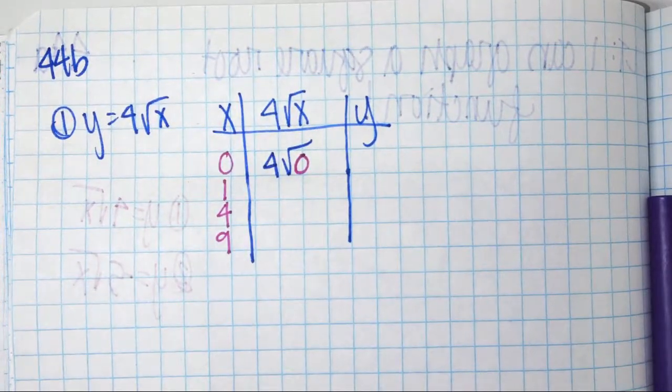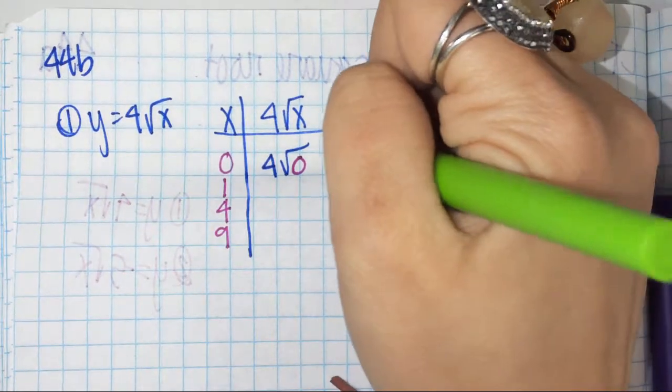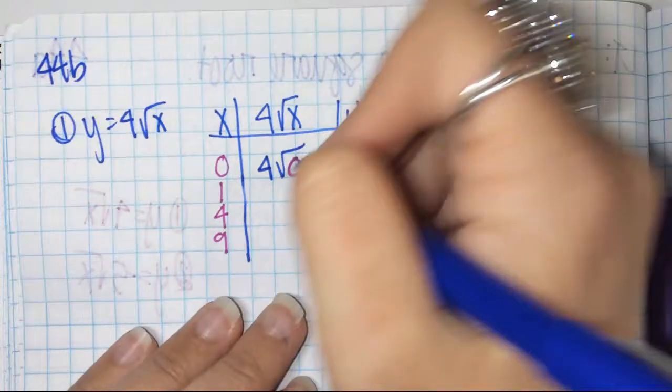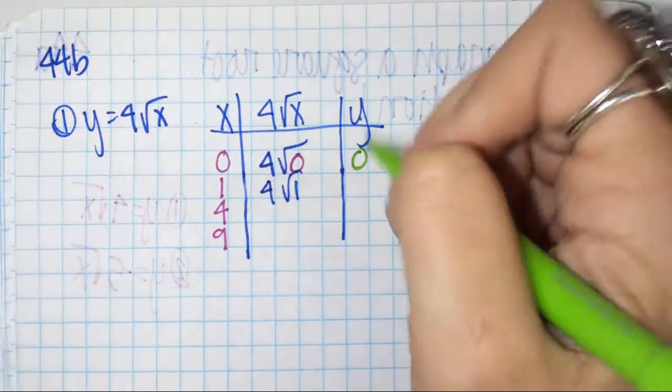All right, so what's the square root of 0? 0. And what's 4 times 0? 0. Fantastic. And now we plug in 1. What's the square root of 1? 1. And what's 4 times 1? 4.